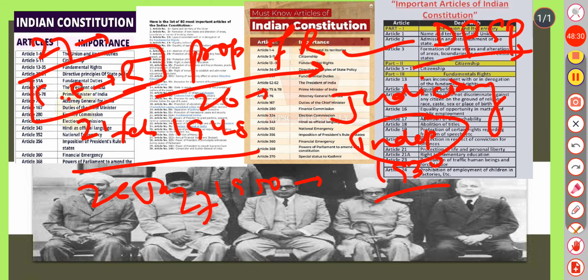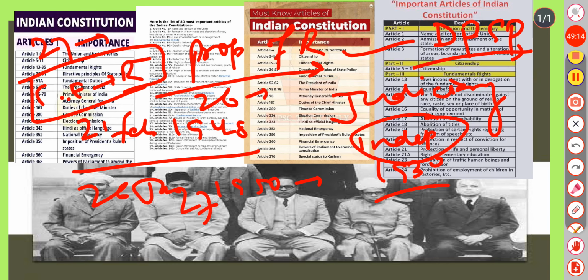Article 42, provisions for just and humane conditions of work and maternity relief. Article 43, living wage, etc., for workers, okay. And Article 43A, participation of workers in management of industry. Article 43B, the state shall endeavor to promote voluntary formation, autonomous functioning, democratic control and professional management of cooperative societies. So these are the important things.